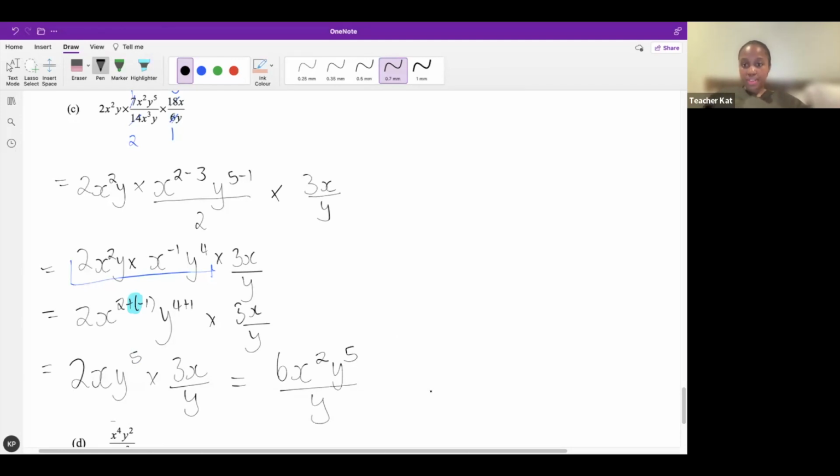Can we still simplify something? Yes, we can. What can we simplify the y? So we have y to the power of 5 over y to the power of 1. So then my y final answer will be to the power of 4. And that is my final answer.